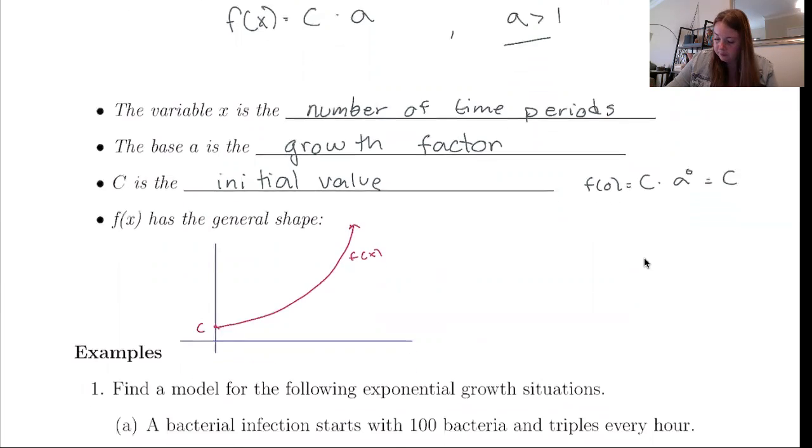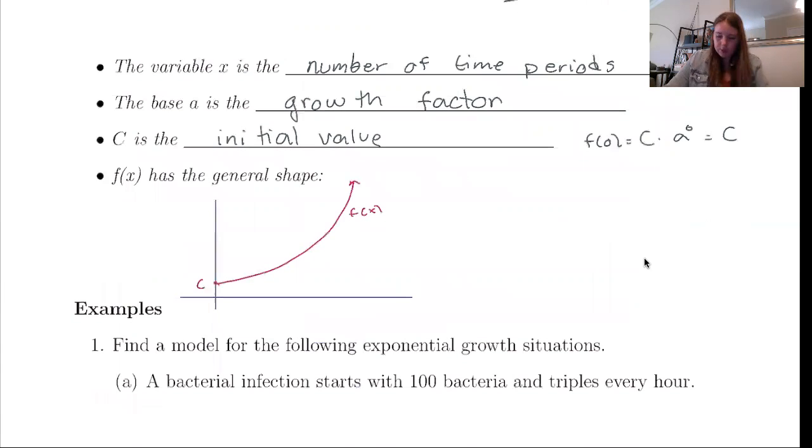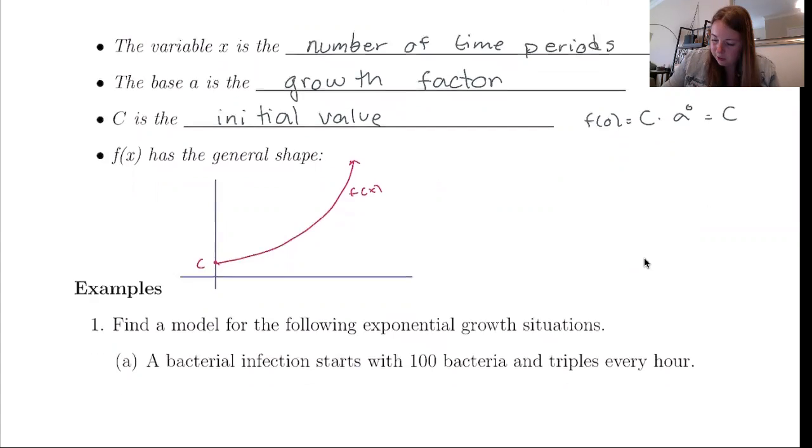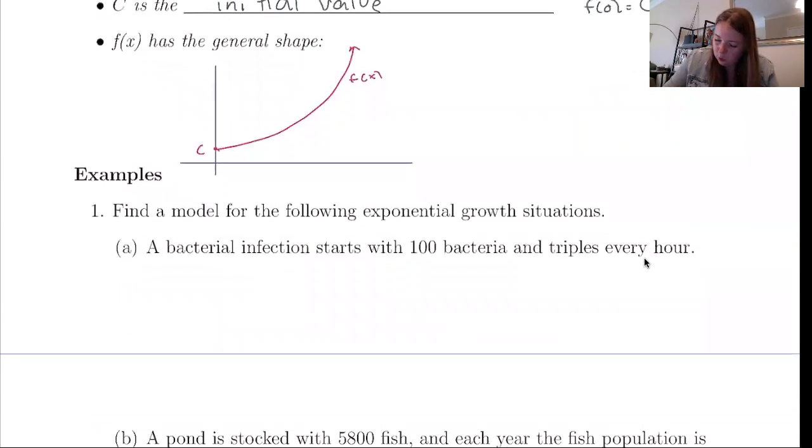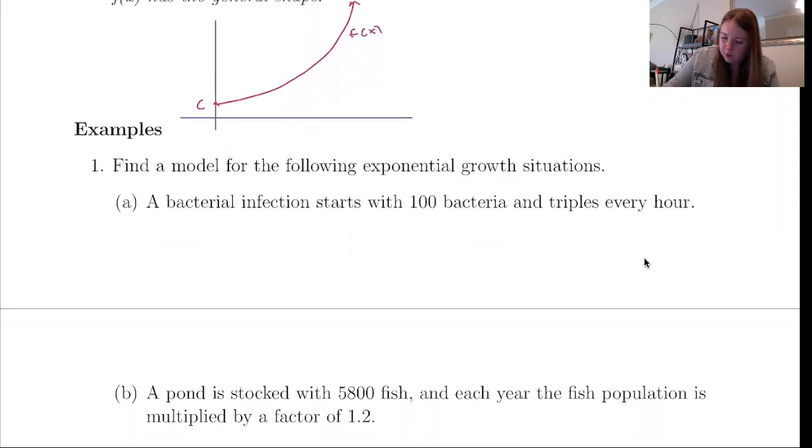Okay, so let's go through some examples. Remember, x is our number of time periods, a is our growth factor, and c is our initial value. Find a model for the following exponential growth situations. I'm told exponential growth, so I know it's going to look like this, of course, because that's what we just learned. A bacterial infection starts at 100 bacteria and triples every hour.